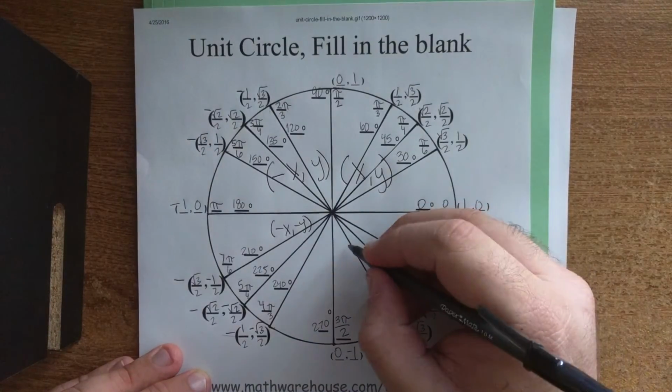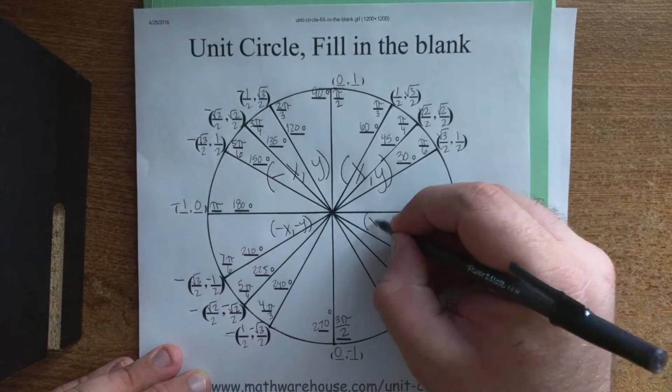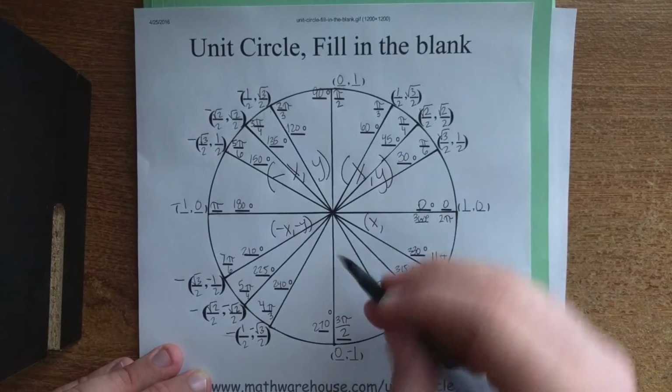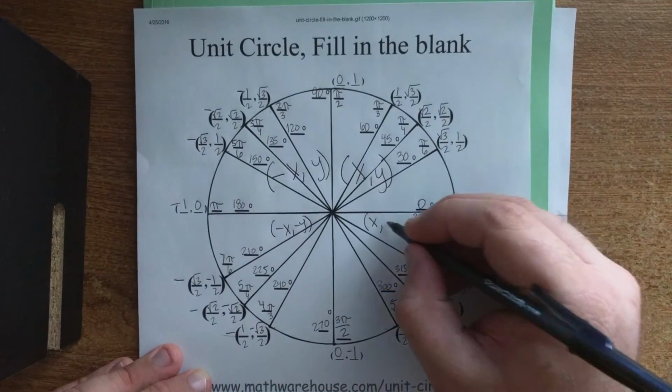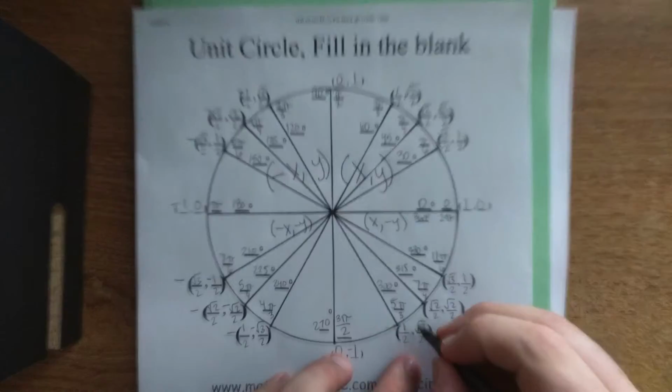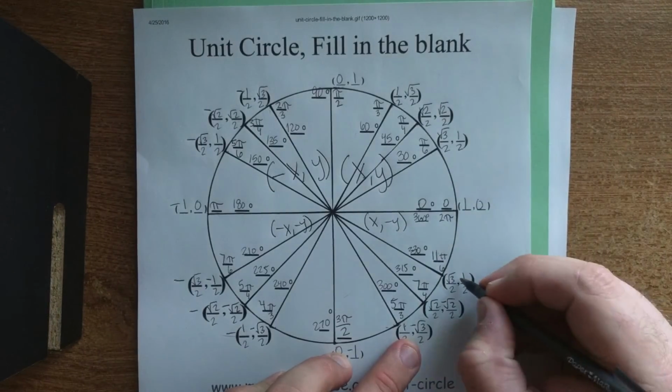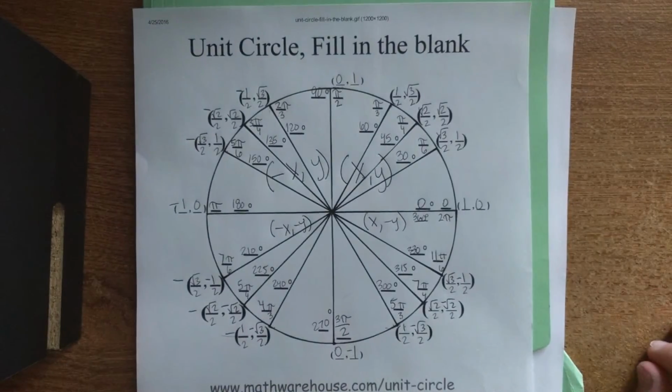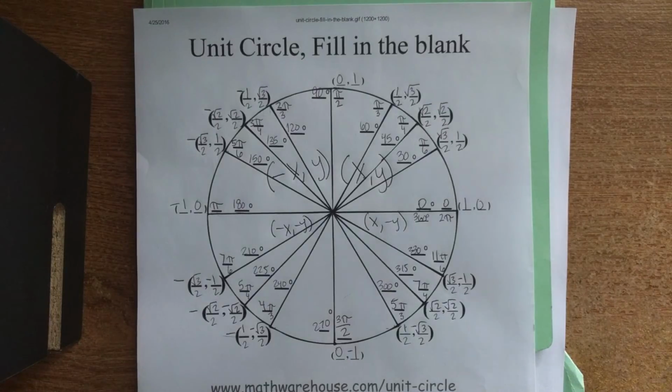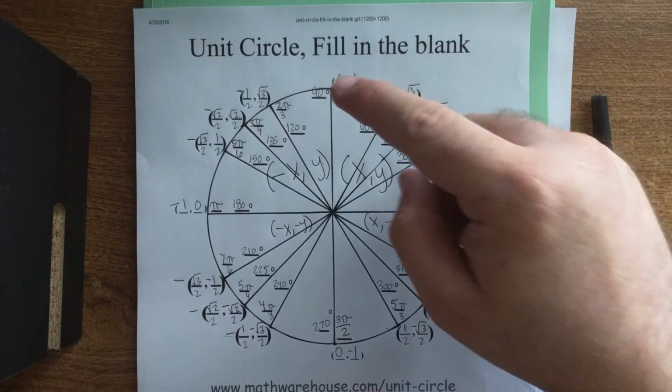And then in this quadrant, your x is positive, but y is negative, so it's x, negative y. So we just have to make all our y coordinates negative. And that is how you fill in a unit circle without actually having to look at anything. It's all based on logic and reasoning and some patterns.